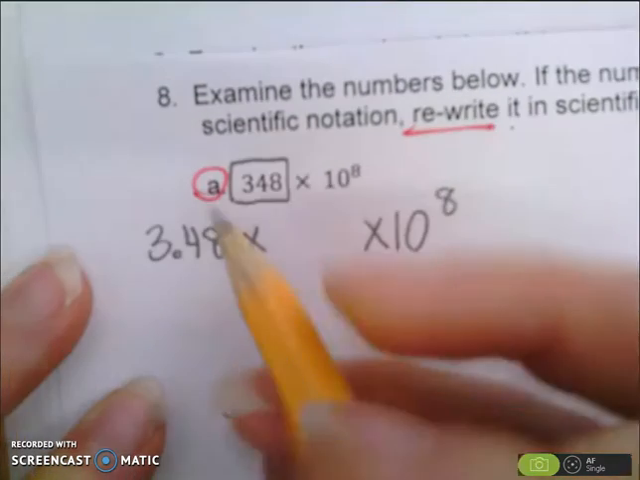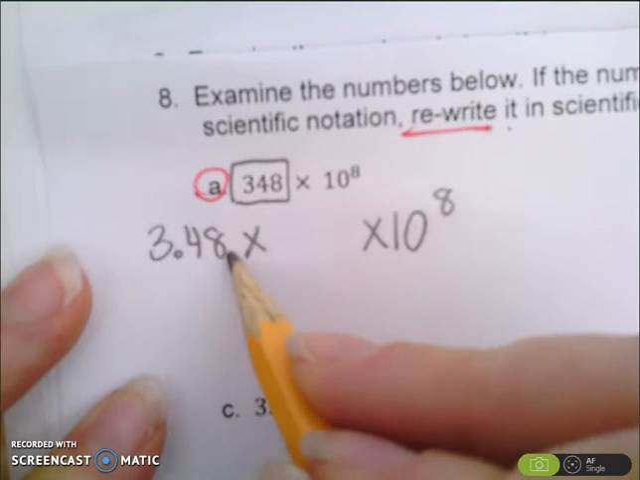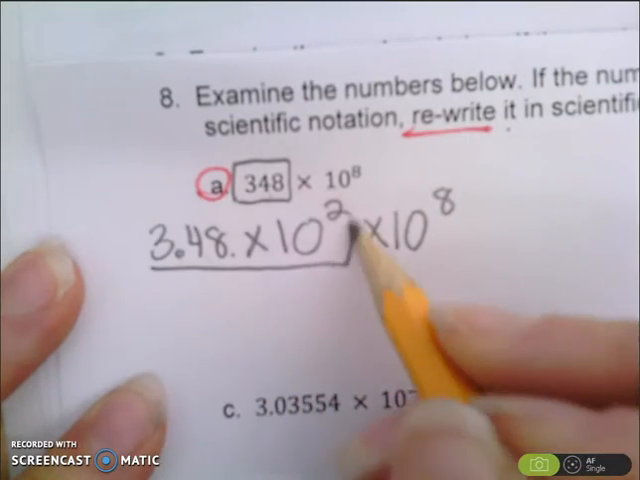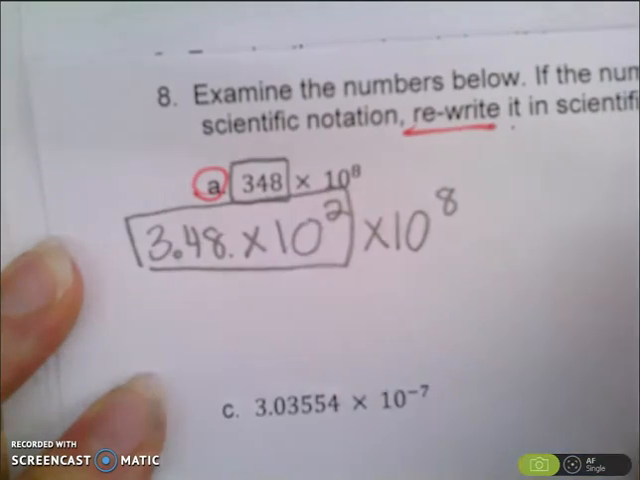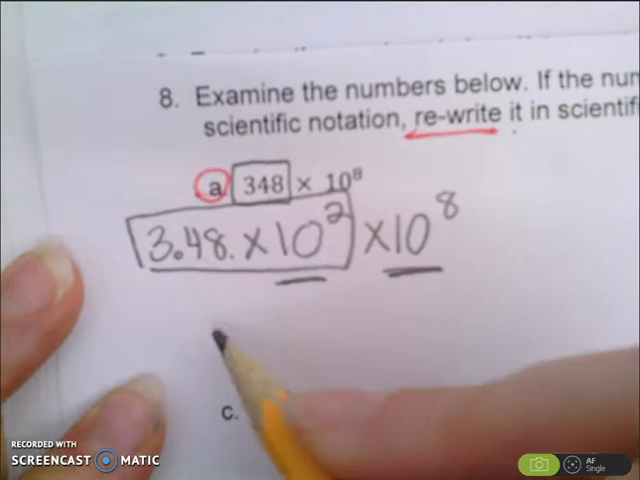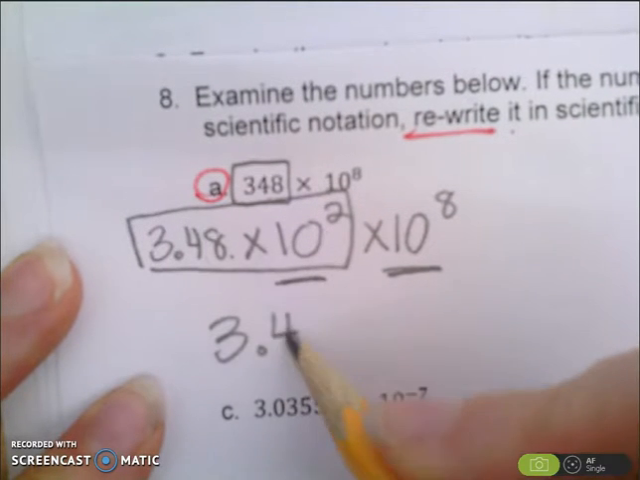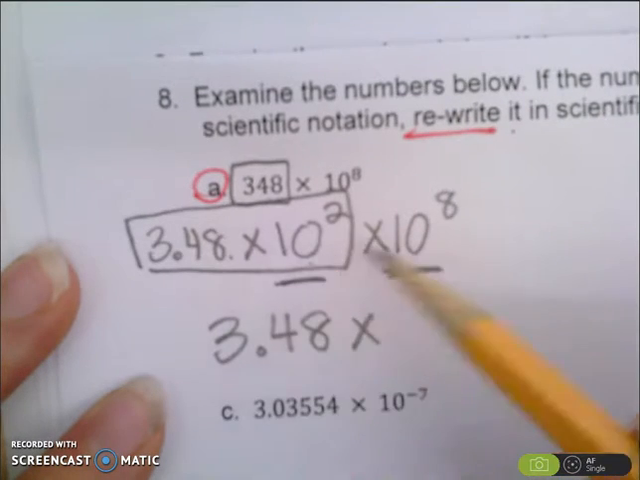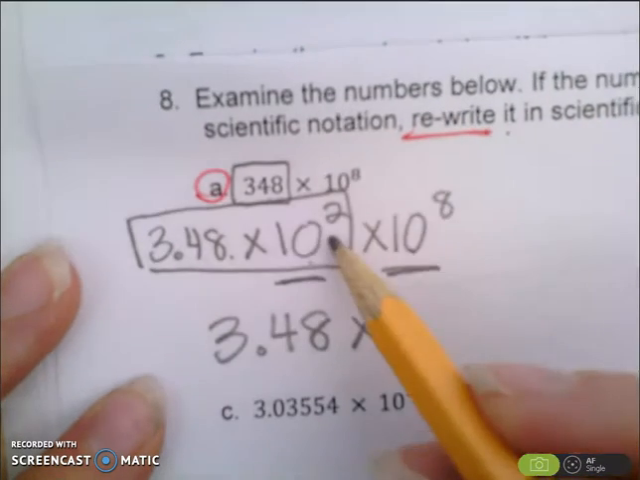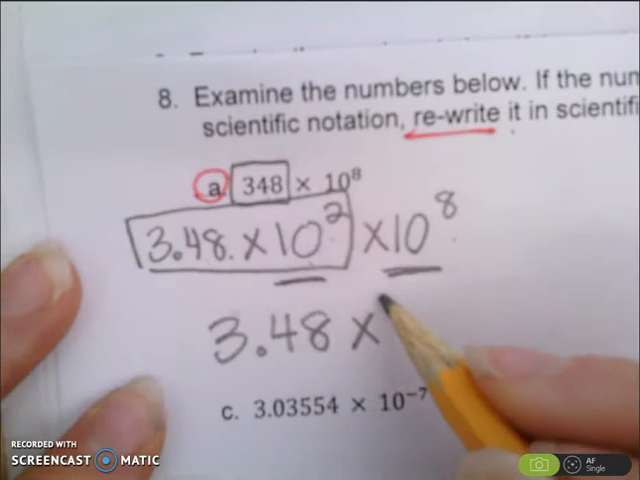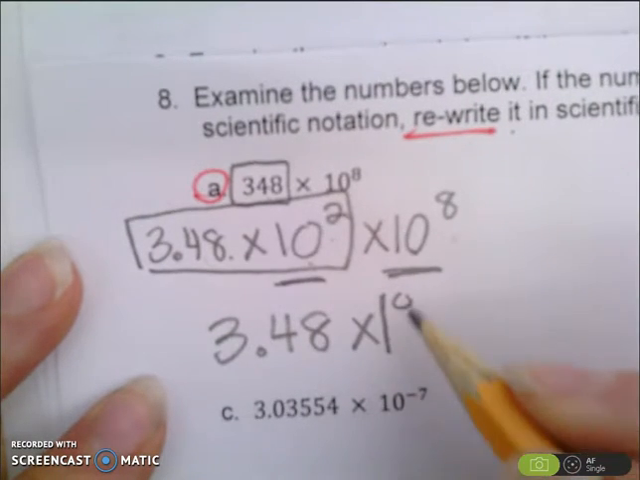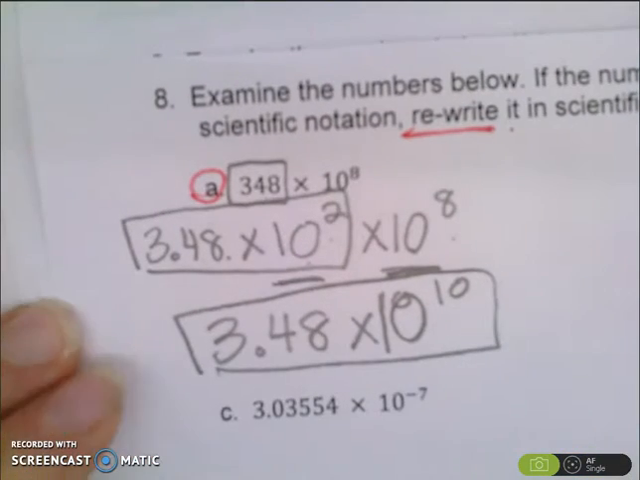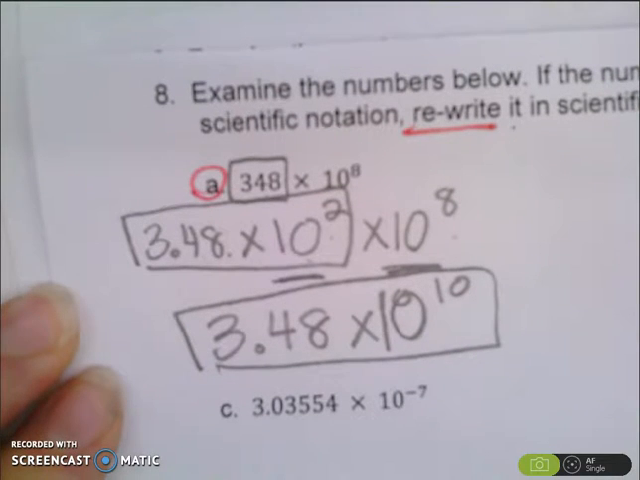3.48 times, I have to go 2 decimal places to the right to get back to that number, 10 to the second. Now I need to simplify my powers of 10. So my final answer is 3.48 times, what do I do with my exponents if I'm multiplying with the same base? 2 factors of 10 and 8 factors of 10 get me a total of 10 factors of 10. So there's my final answer, written in scientific notation.